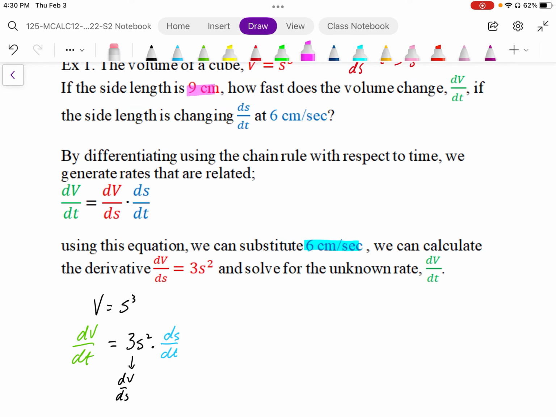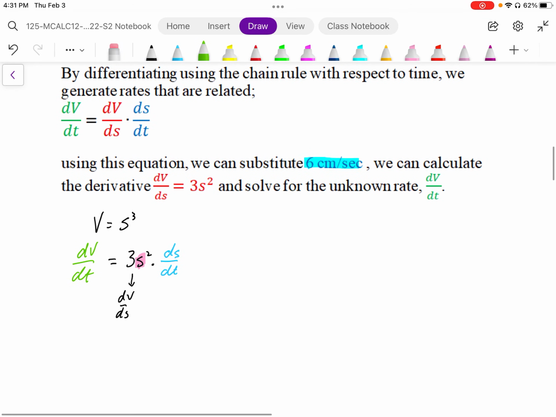We've already established the actual value of the side length. Okay, so I'm just going to highlight this here. The s value is 9 centimeters. So I can actually just replace the s with 9 centimeters in here. And I can just plug in the different parts and I can calculate dV by dt. So it looks like this. So I have my dV by dt, which I'm looking for. I want to know how fast the volume is changing with respect to time.